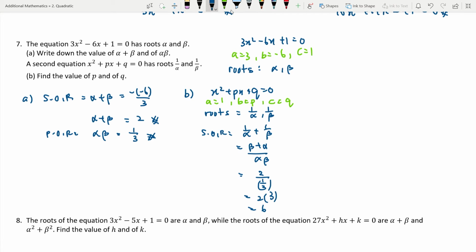And according to this equation, sum of root is equal to negative b over A, which is negative p. Therefore, p is equal to negative 6. The product of root is equal to 1 over alpha multiplied with 1 over beta, which is 1 over alpha beta. Substitute the value of alpha beta, and our product of root is 3. From the equation, the product of root is C over A, which is Q, so Q is equal to 3.